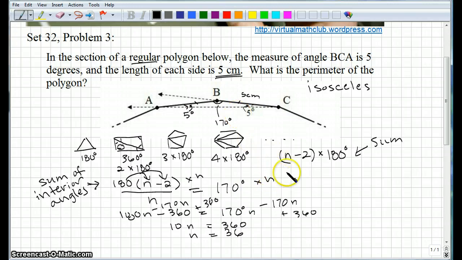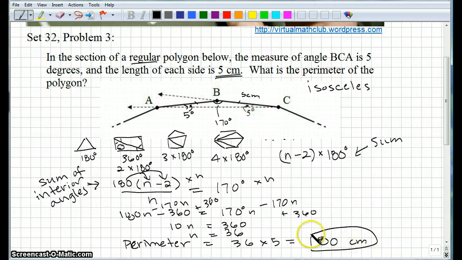Alright? And then we have to remember that what we're trying to figure out is the perimeter of the polygon. So the perimeter will just be 36 times 5 centimeters, which is just equal to 180 centimeters. Alright, so there's your answer. Once you've got the number of sides, that's the tricky part, you can just multiply by 5 centimeters to get the perimeter.